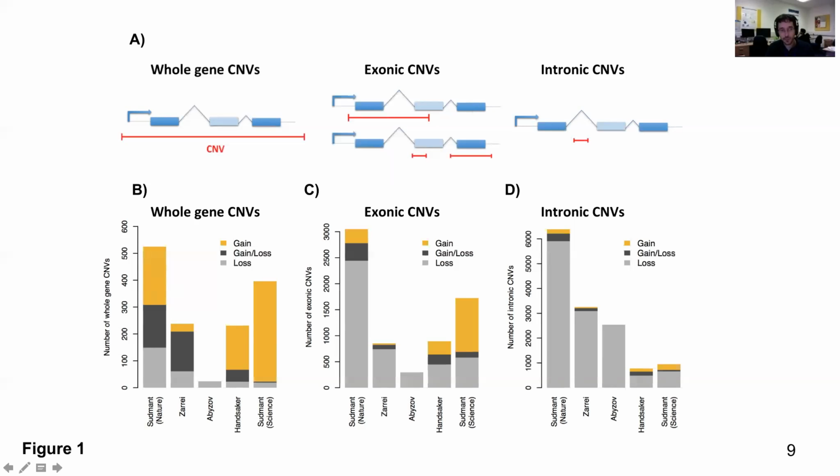Interestingly, for whole gene CNVs, we see many gains in most of the maps, except Abyzov, which is actually only reporting deletions. And interestingly, in the case of intronic CNVs, we found that the majority of these events tend to be deletions. So we got particularly interested in the fact that the most abundant form of copy number variation affecting genes is actually intronic CNVs. You can compare the numbers in the y-axis. So we decided from here to characterize further the intronic deletions in genes.